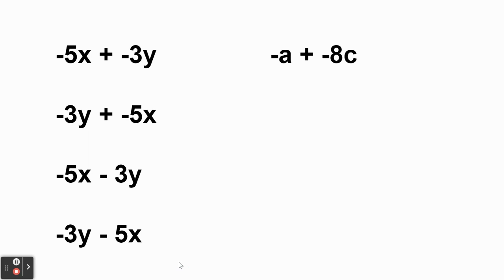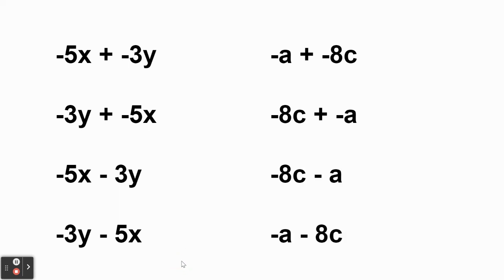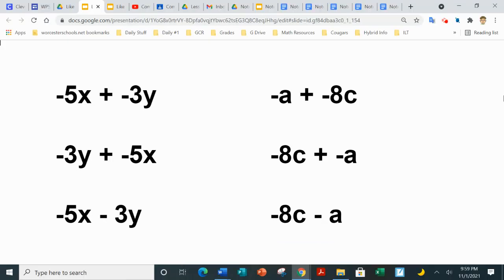All right, same thing here. Negative a plus negative 8c. Remember, they're not like terms. We can't combine them, but we can write equivalent expressions. Swap them around. Boom. Negative 8c plus negative a. And remember, two negatives, two minuses, two subtraction problems. So again, negative 8c minus a and negative a minus 8c. All right, so let's have a practice at this, writing equivalent algebraic expressions, and see how easy this really is.